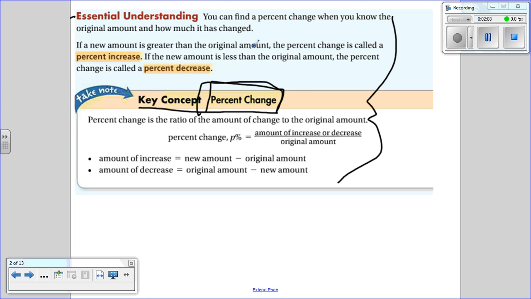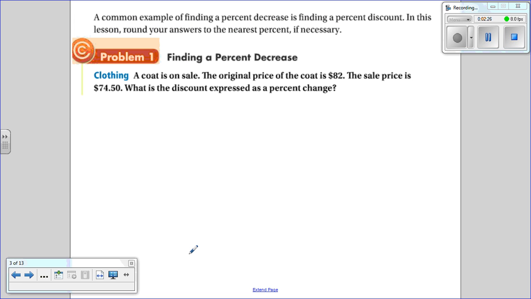So that's basically what we're figuring out. So understand that if the new amount goes up and is higher than the original amount, it's a percent increase. If the new amount is less than the original amount, it's a percent decrease. So here's our formula that we'll use. And here's the first example.